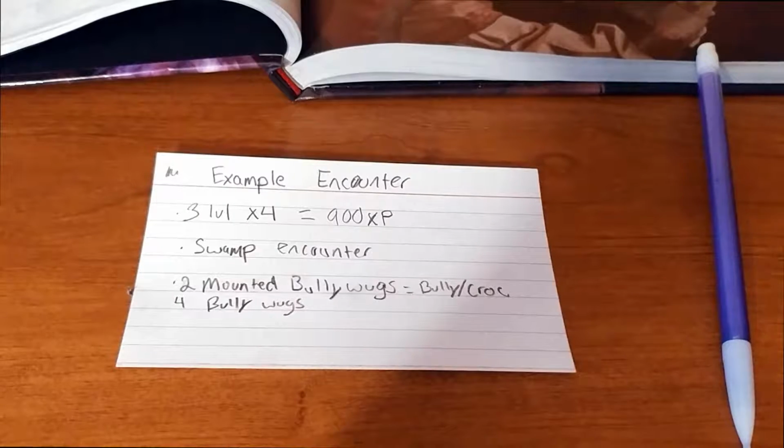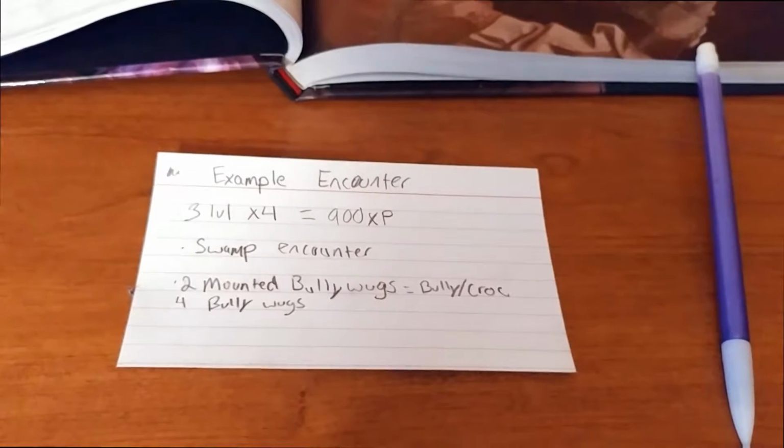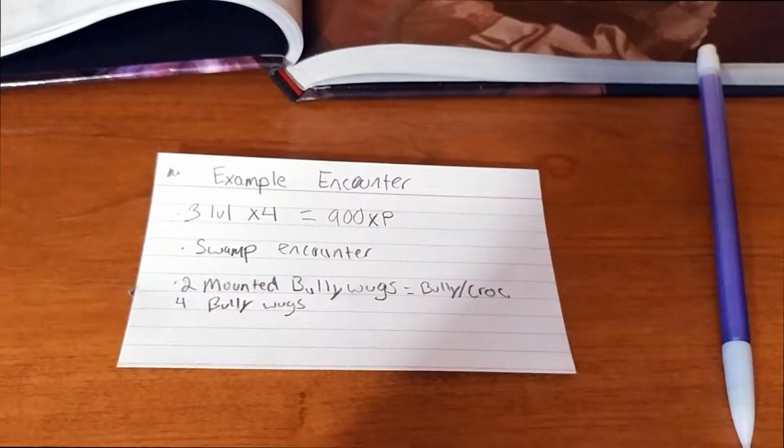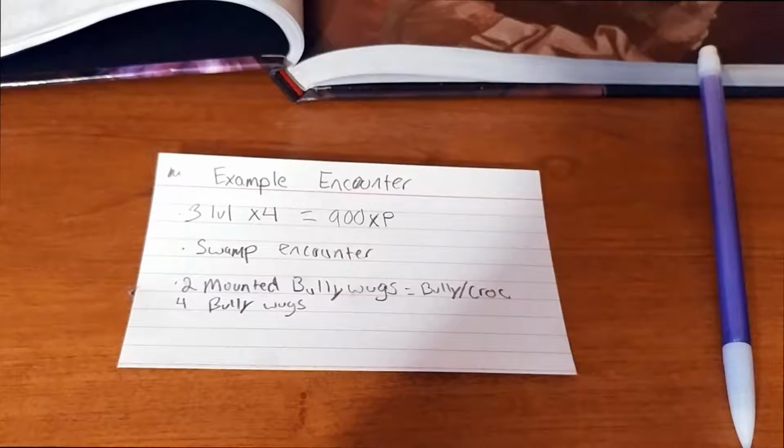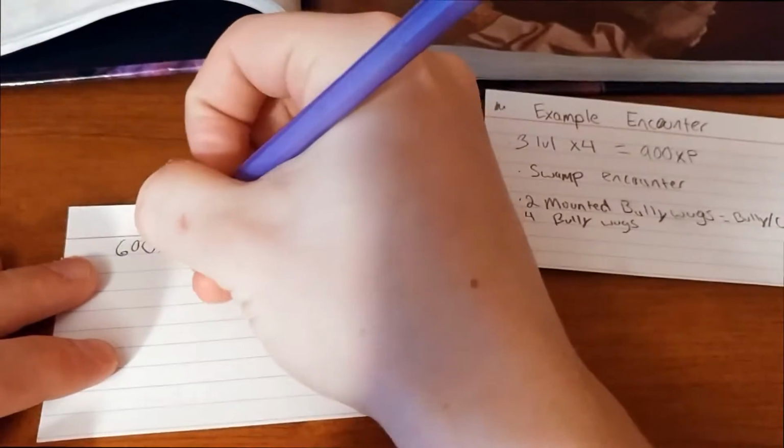Now, bullywugs are 50 XP worth each, but now that there is a total of 6 bullywugs, as shown in the multipliers chart in the pictures I showed you before, the multiplier for having 3 to 6 of one single creature is times 2. So 6 times 50 equals 300 XP, and then you multiply that by 2, making the total encounter threshold for the bullywugs 600 XP.